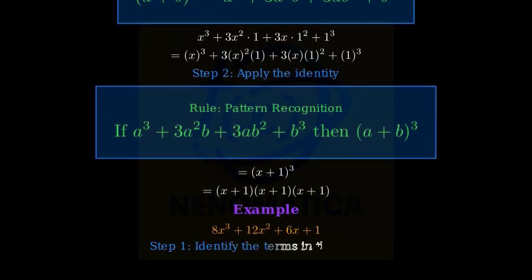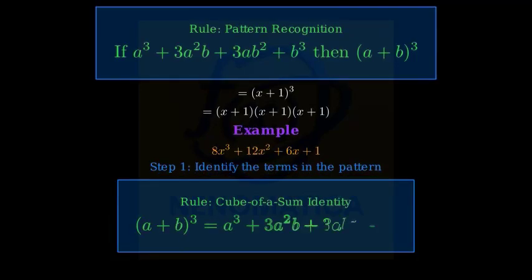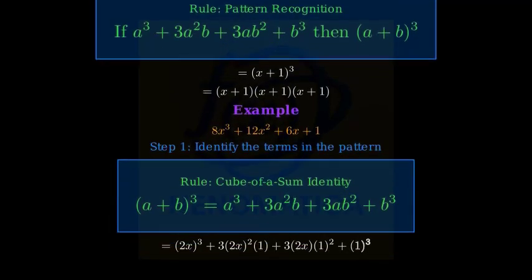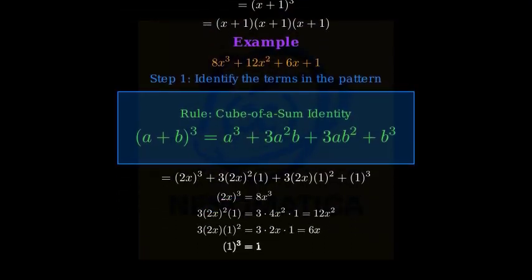Let's try to match this with our cube of a sum identity. We can rewrite this as (2x) cubed plus 3 times (2x) squared times 1 plus 3 times 2x times 1 squared plus 1 cubed. Now, let's check if our rewritten expression matches the identity. Looking at the coefficients, (2x) cubed means 8x cubed. 3 times (2x) squared means 12x squared. 3 times 2x means 6x. And 1 cubed is just 1. These match our original expression perfectly.